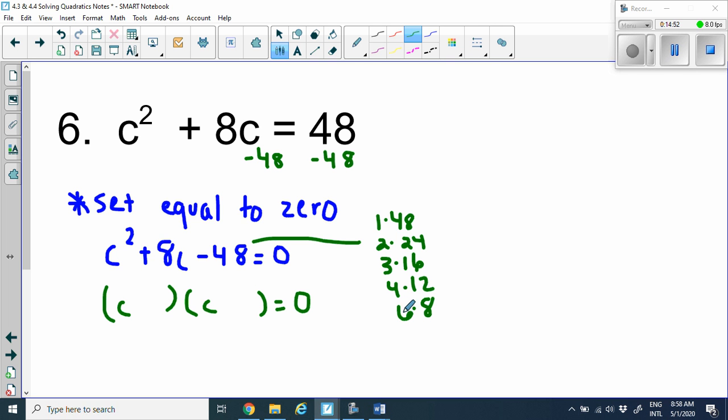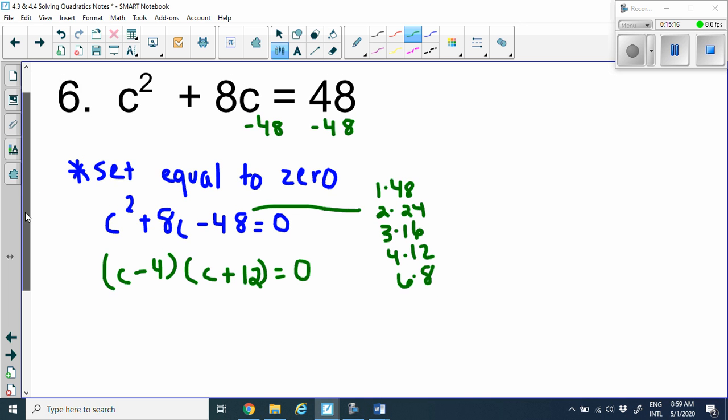Okay, so now we need to look at the pair that'll add up or subtract to an 8. Well, that's probably going to be our 4 and 12. So I'm going to have 4 and 12. Now notice that my 8 is positive, so that means 12 has to be positive. My 4 will have to be minus. So if I do 12 minus 4, that gives me my positive 8.